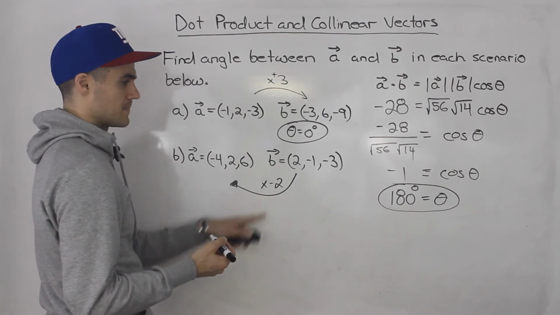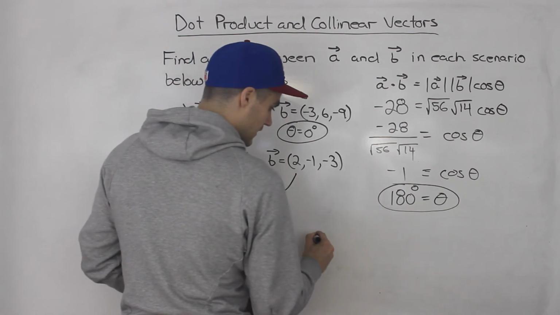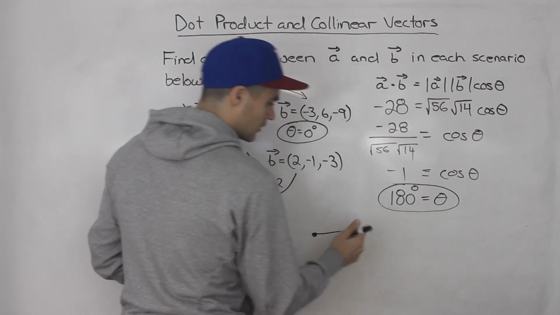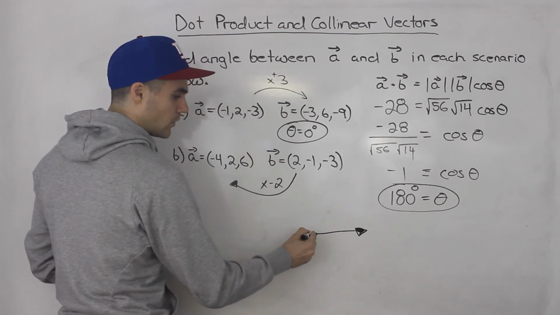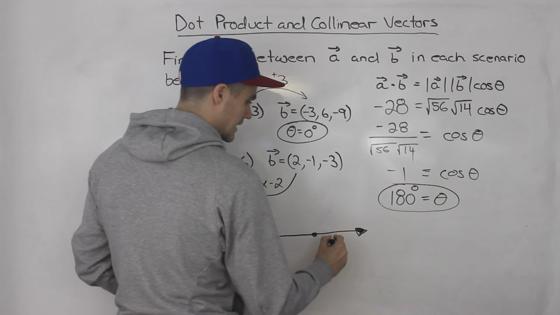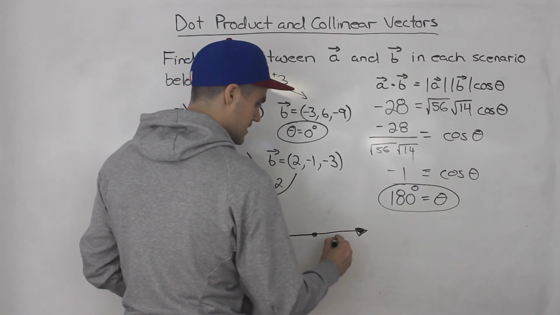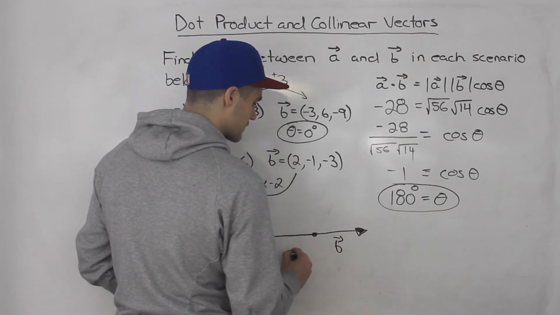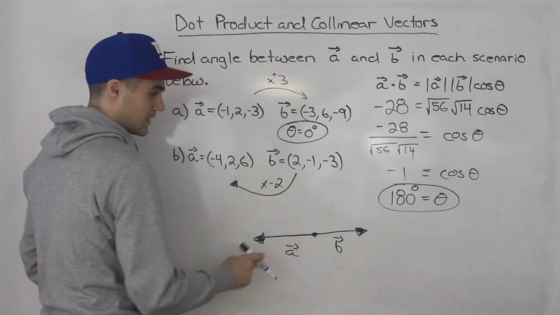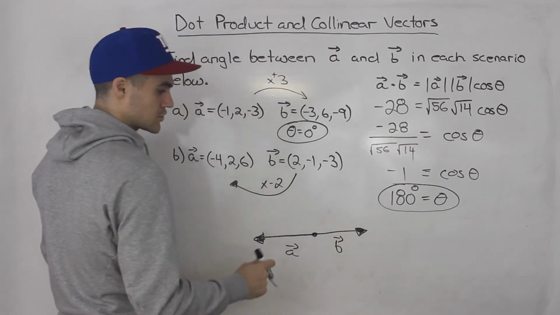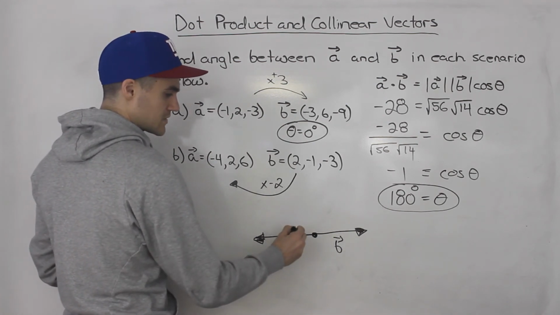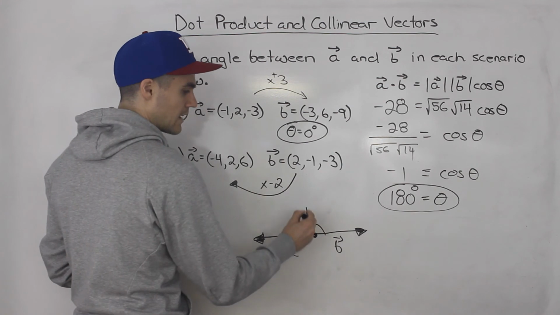So what does that mean? It means that both of these vectors, even though they're along the same line, are going in the opposite direction. So this is like vector B, and this is like vector A. They're collinear, they're along the same line, but they're going in the opposite direction. So if you attach them tail to tail like we did here, what's the angle in between them? 180 degrees.